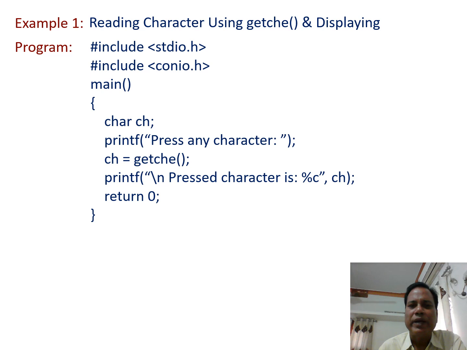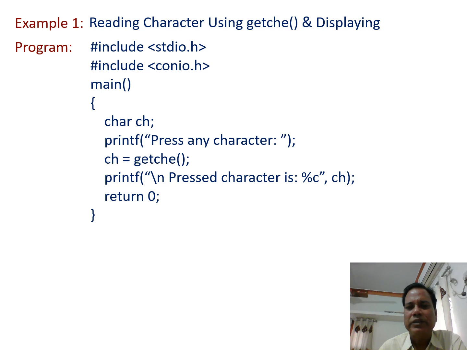So the first statement in the main function is char ch. Using this statement, we are declaring a character variable ch. Next statement, printf, press any character. This statement displays "press any character:" on the output screen, where we press the character, and using the next statement, ch equal to getch, that character is taken in and is stored in the character variable ch.